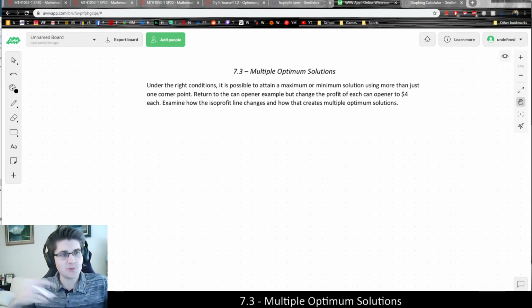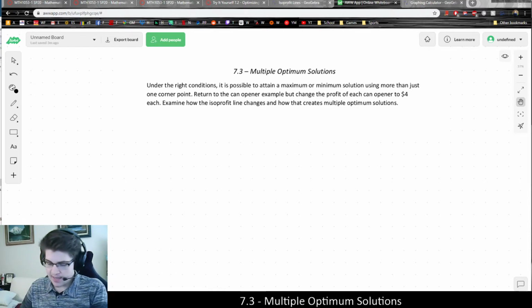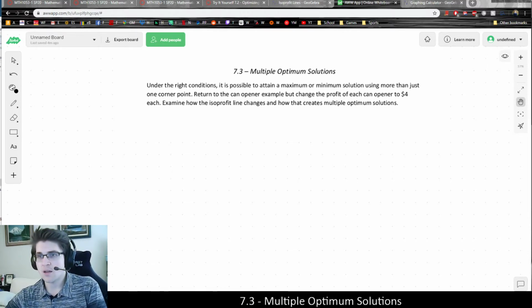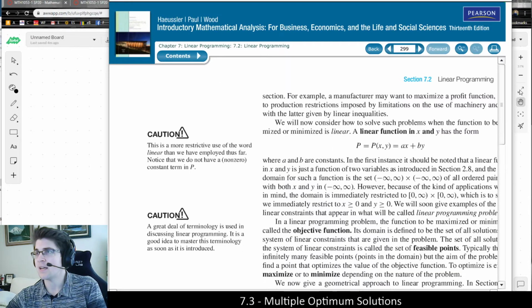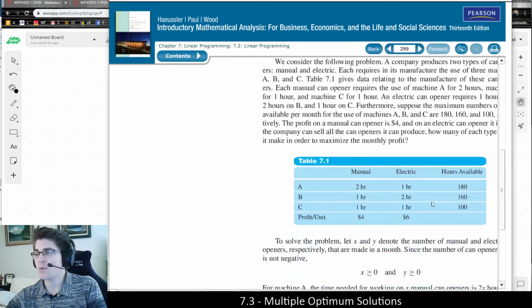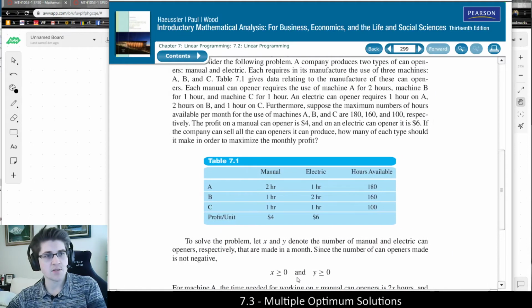Let's return to the example from the textbook in 7.2 and adjust the numbers slightly so that it will illustrate the point I'm trying to get across. Just to refresh, it was on page 299. It was the problem where we were producing electric can openers. Manual ones provided us with a profit of $4 per can opener, and electric were $6 per can opener.